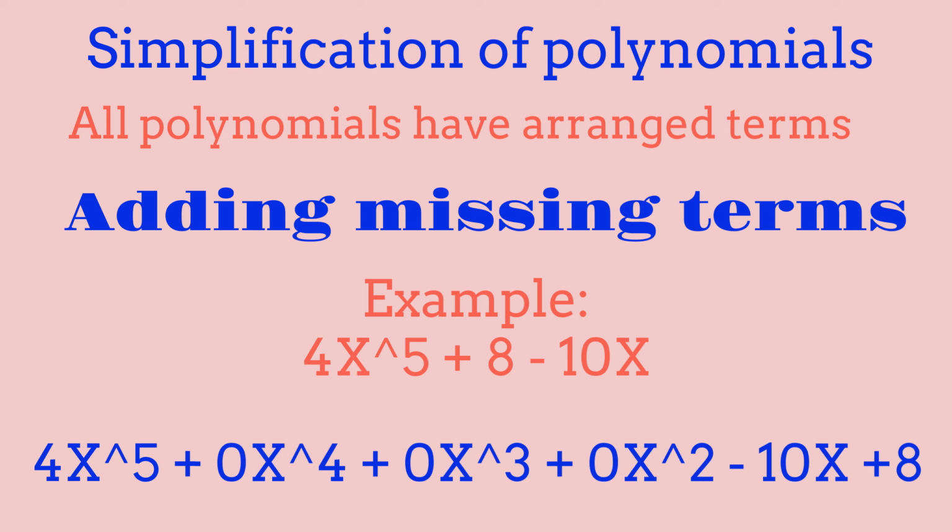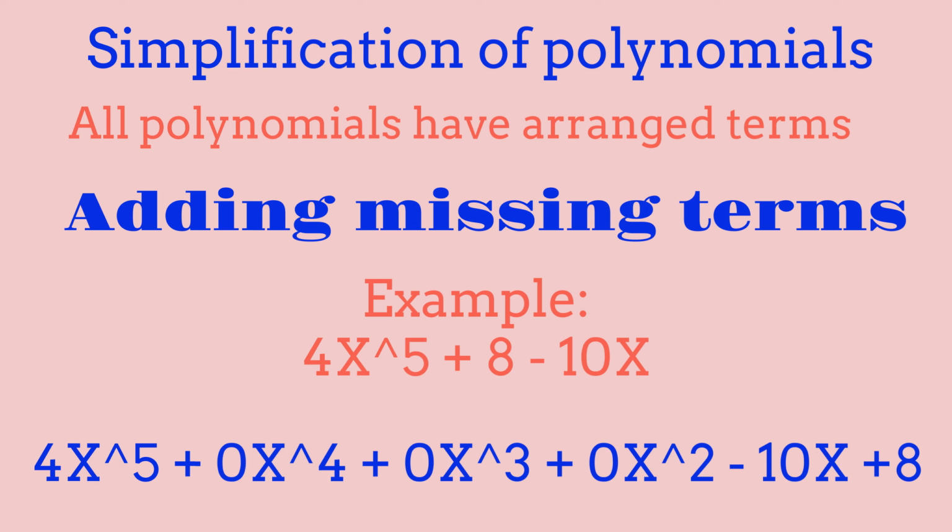So we're basically filling in the blanks there. And then we're going to do plus again, 0x to the power of 3 plus 0x to the power of 2 minus 10x plus 8. So now we have everything in sequence. We have the 5th power, then the 4th power, then the 3rd power, the 2nd power, the 1st power, and the 0th power. So this way, we can also simplify our polynomials by filling in the blanks by adding the coefficients of 0.